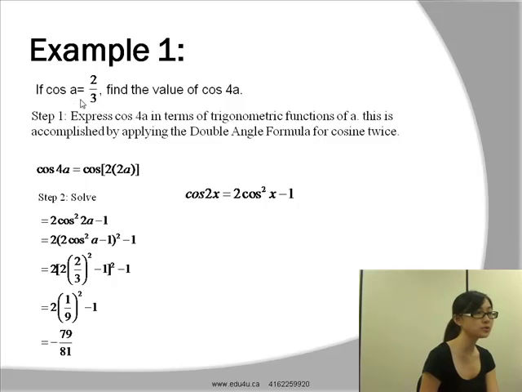In the original question, it says that cos A equals 2 over 3. So we plug that back into the question, and that's going to give us 2 over 3 squared because it's cosine squared. If we work all the algebra out, that's going to give us negative 79 over 81.